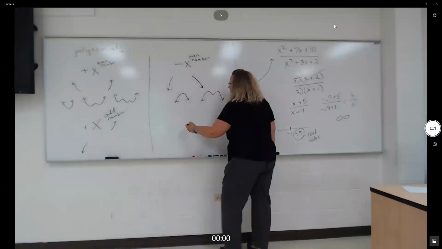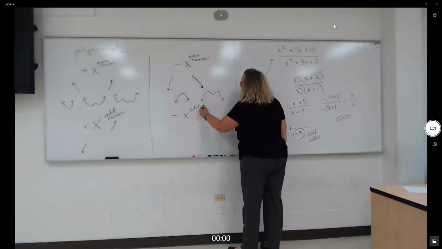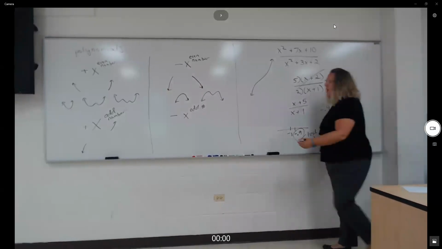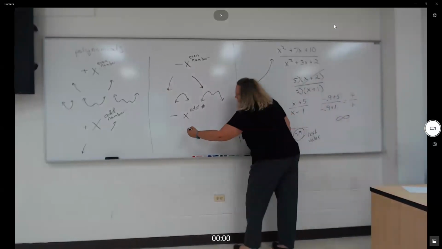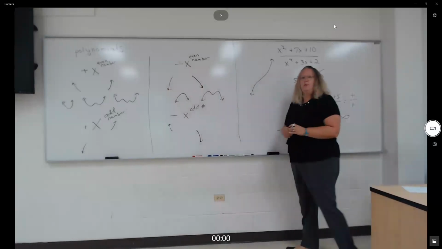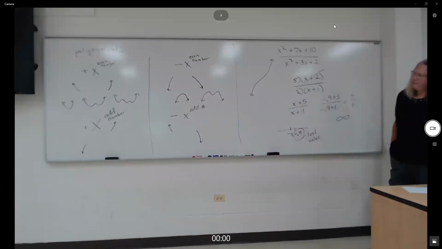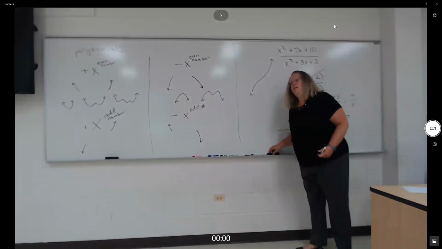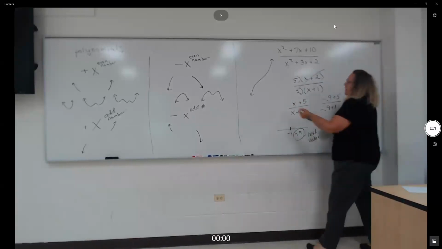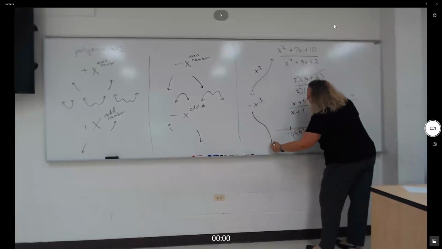Okay, with the last one, we've got negative x to an odd number. So just switch. The left side is going up, and the right side is going down. Now we talked about cubics. This would be like an x to the third. If it's a negative x to the third, it would be going down the page.